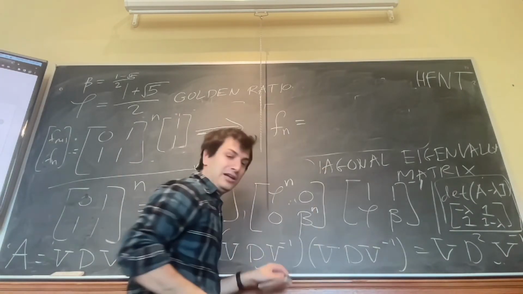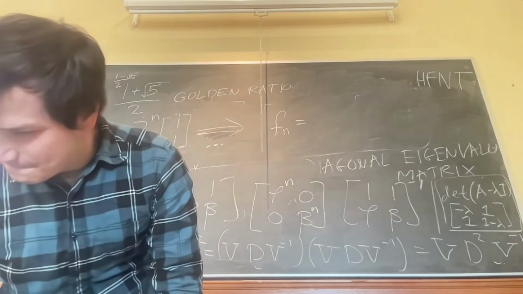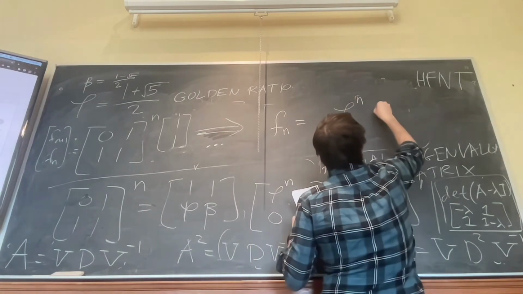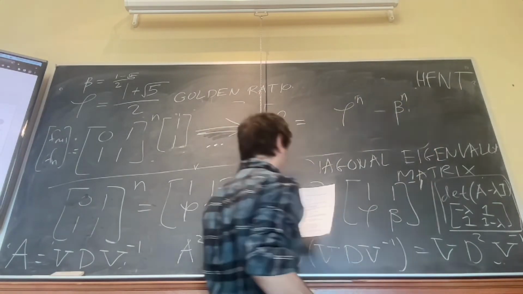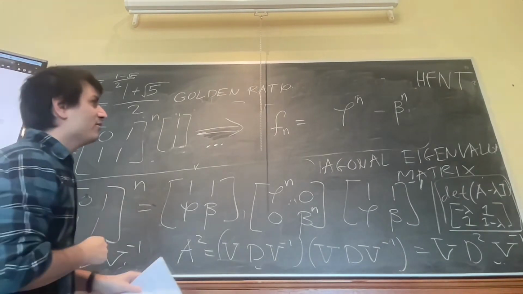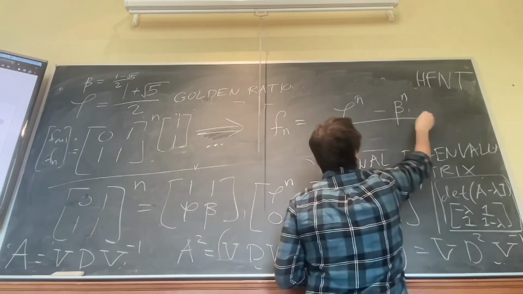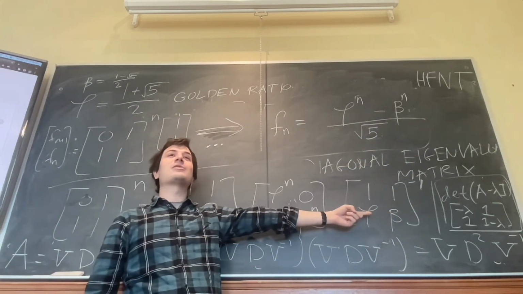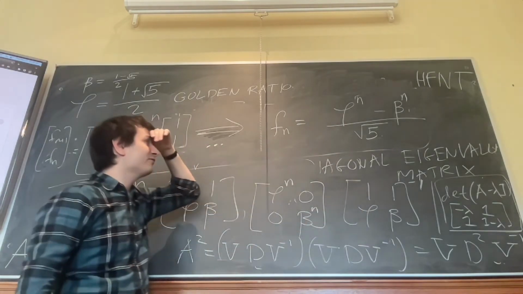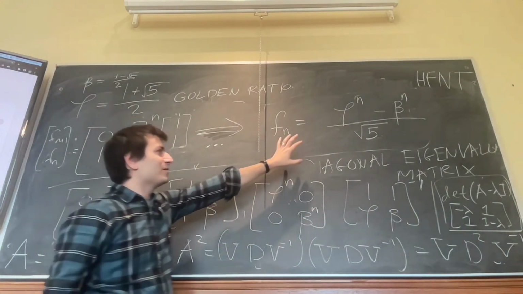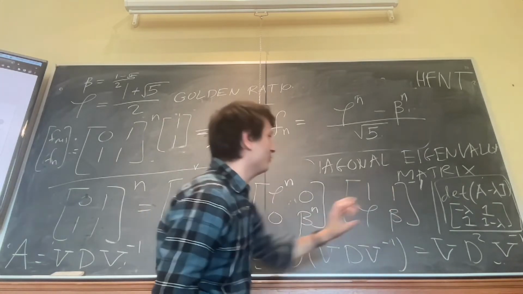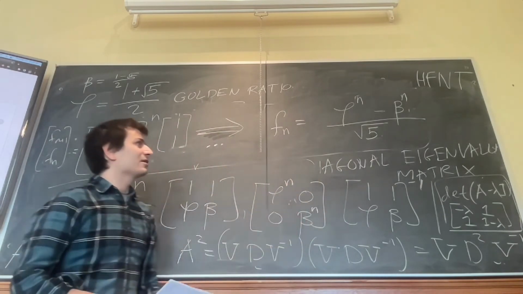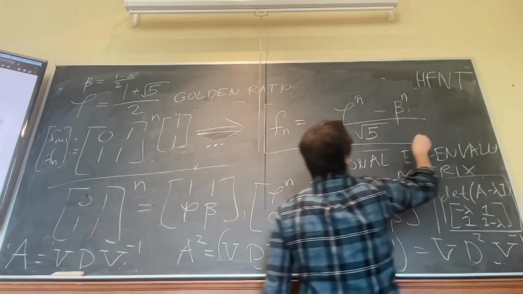f_n is, let me make sure I get it correct, phi to the n minus beta to the n. And then you have to do one thing: you just have to divide by the square root of 5. Where did the square root of 5 come from? It turns out there's a square root of 5 in this inverse matrix. So if you calculate this inverse matrix, there's a square root of 5. That maybe is the only mysterious part. I'm telling you, it's hidden in here. But the phi to the n and the beta to the n are exactly from our diagonal matrix.